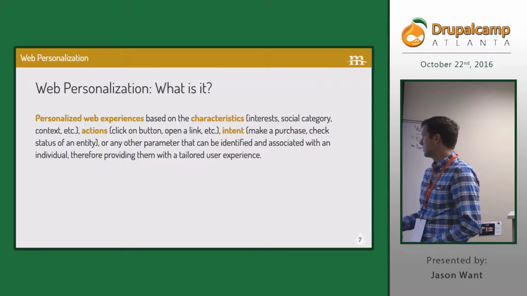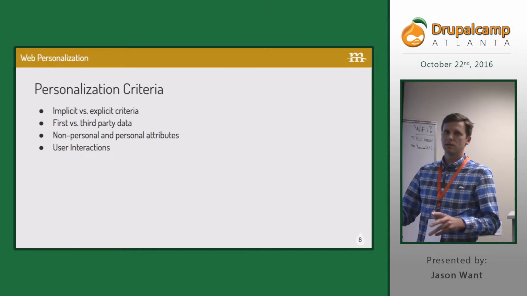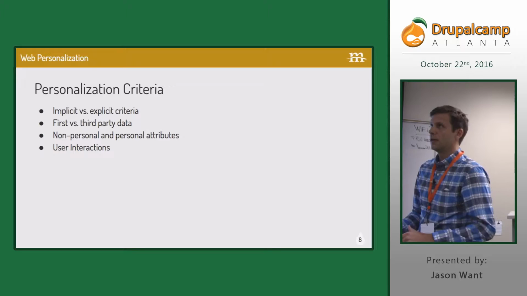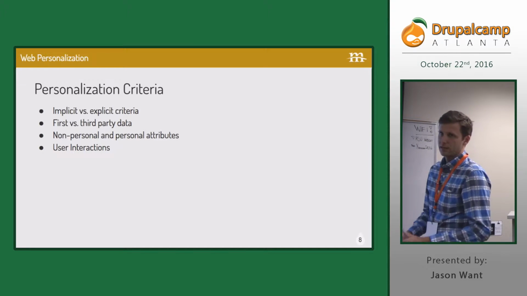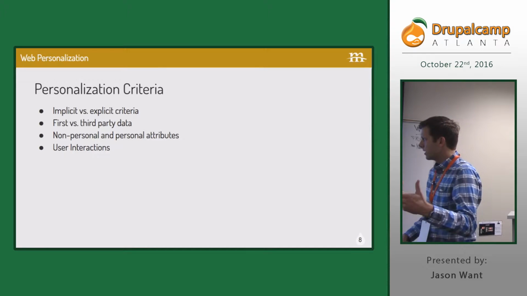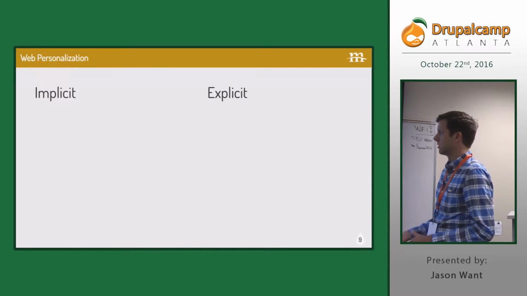And we can talk about some of the personalization criteria. These are the things that you can do to categorize your audience and different types of ways to categorize them. Implicit versus explicit. First and third party data, non-personal and personal attributes, and then user interactions. And we'll go into each one of those here.